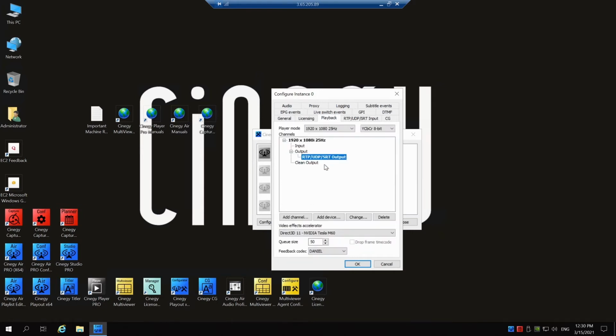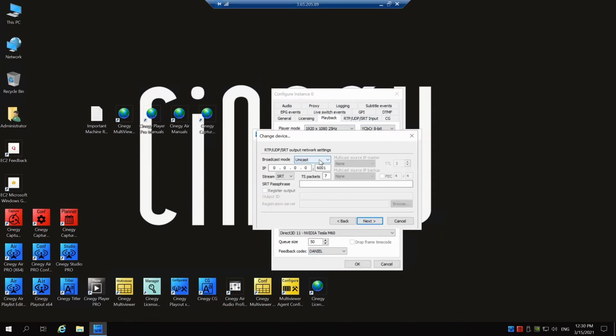I have one channel with a single IP output added. I've selected the available NVIDIA GPU to be used as my video effects accelerator, and I have a buffer of 50 frames in RAM. The feedback video will be encoded using Cinegy's Daniel codec. The single IP output is running in unicast mode, and it will act as a listener for SRT on port 6001. I haven't set a passphrase to encrypt the SRT output. Running the engine in this mode allows me to reach out and request a stream, and I only need to worry about opening network ports on the firewall in this environment.